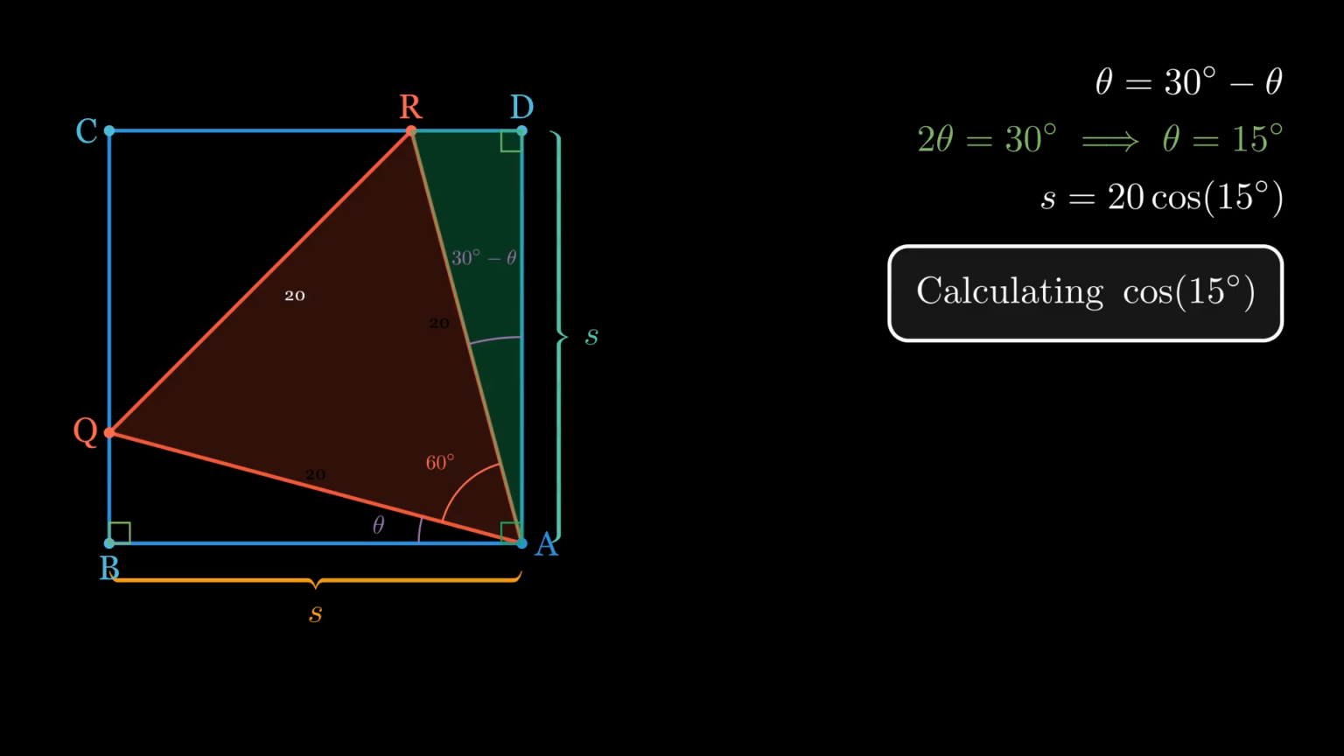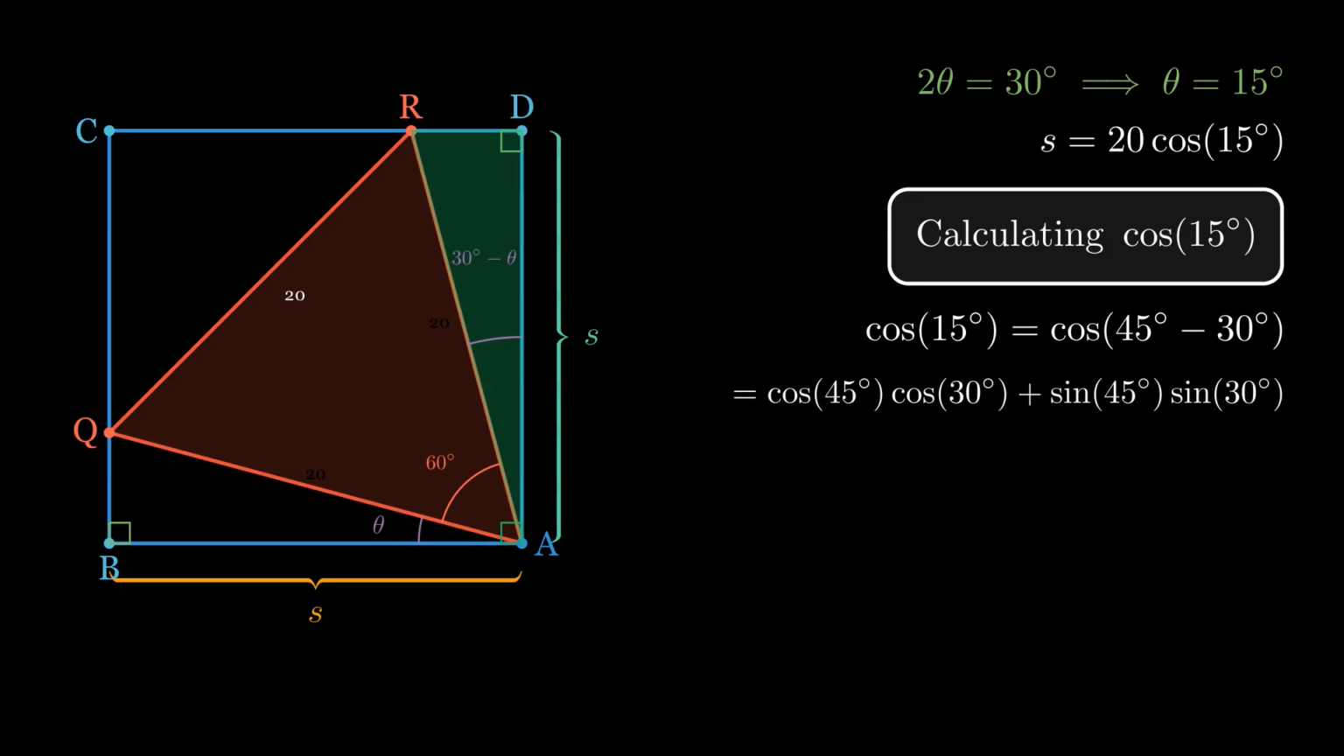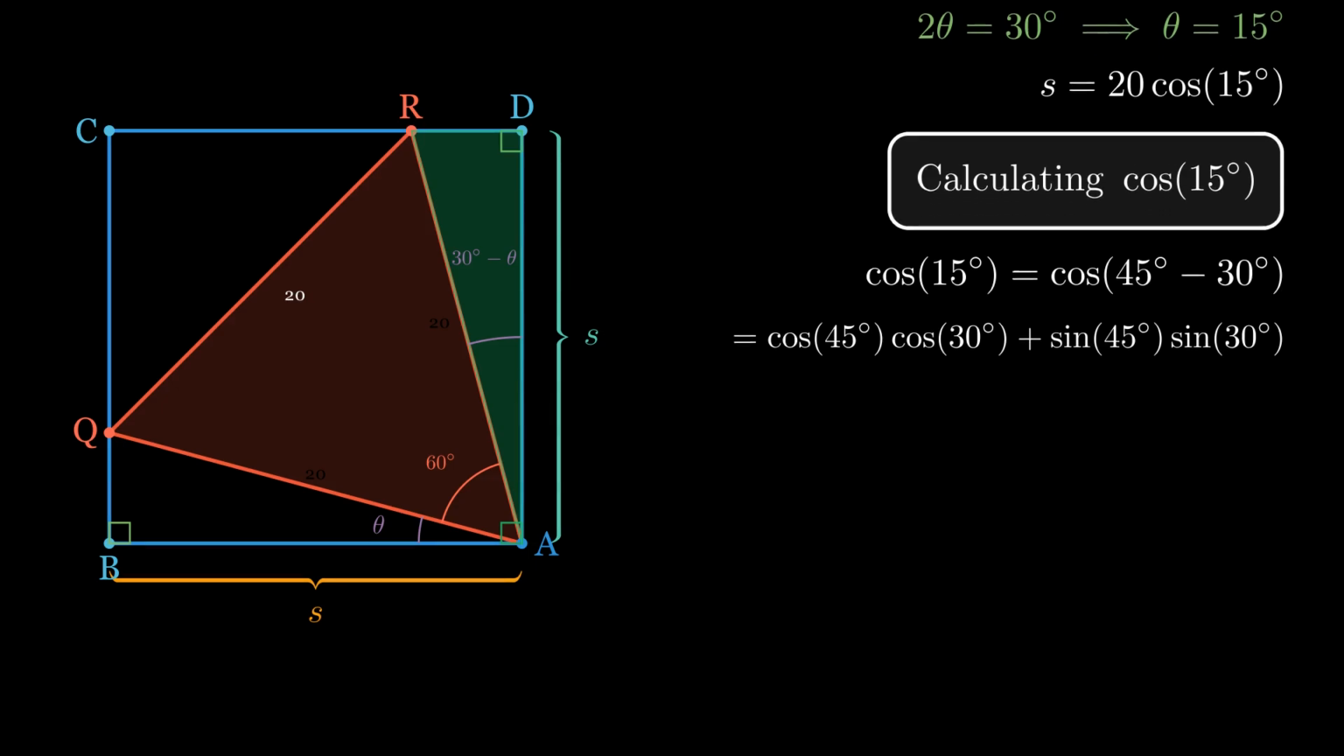But what is the cosine of 15 degrees? We can find its exact value by expressing 15 degrees as a difference of two more familiar angles. We can write 15 degrees as 45 degrees minus 30 degrees. This form allows us to use the cosine angle subtraction identity. The identity expands this to cosine of 45 times cosine of 30 plus sine of 45 times sine of 30.